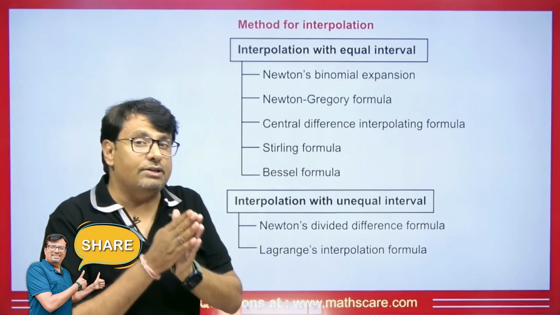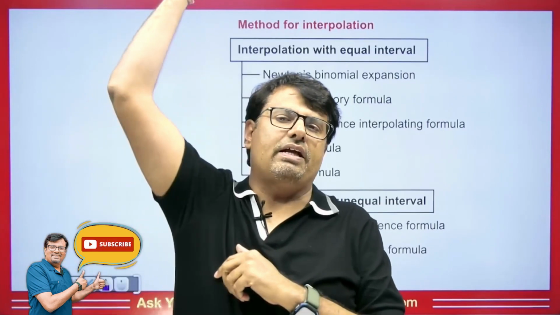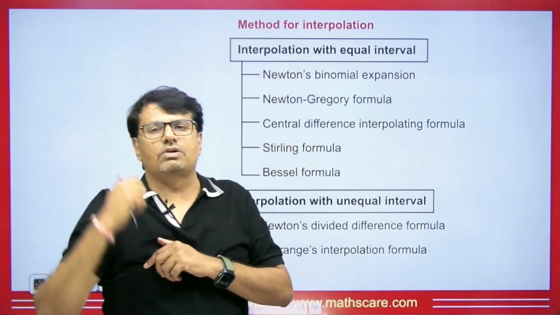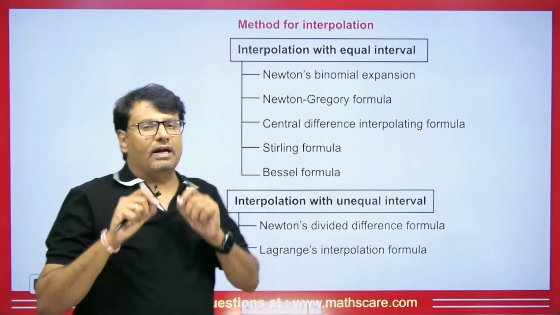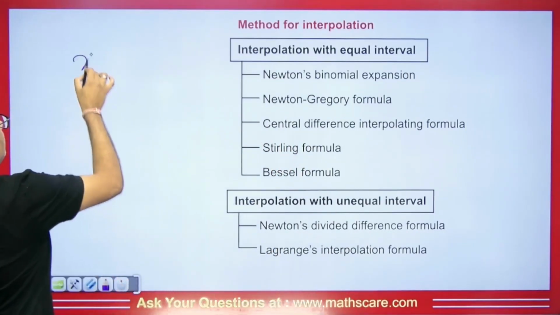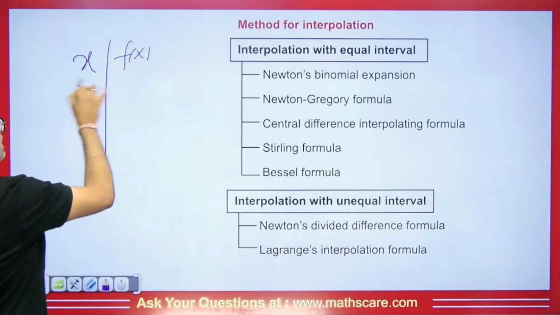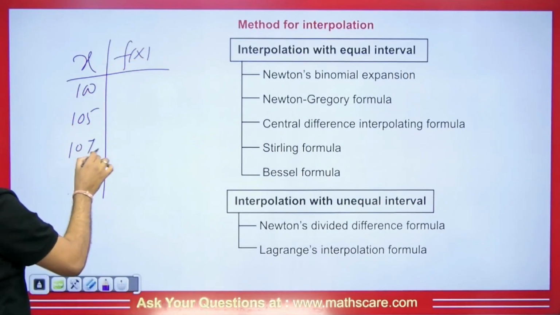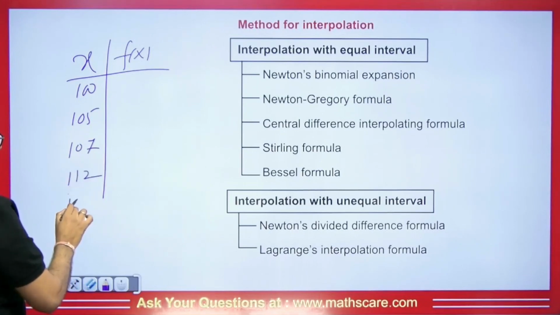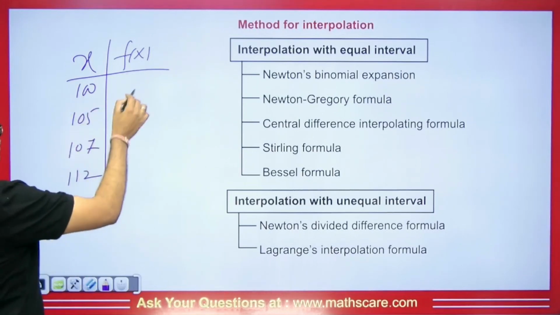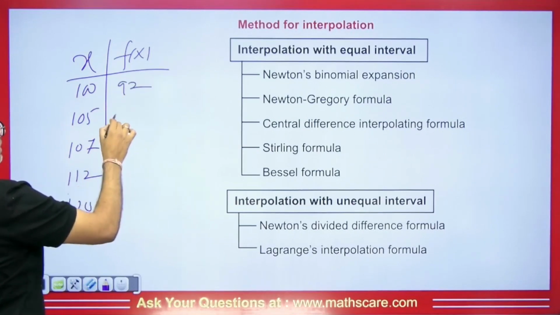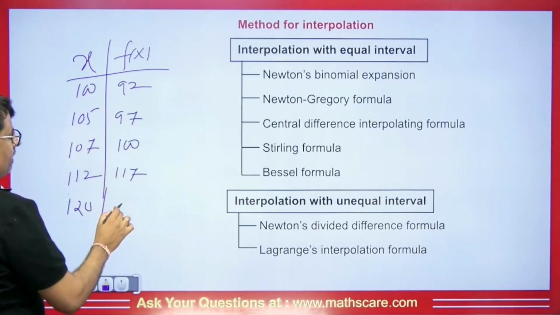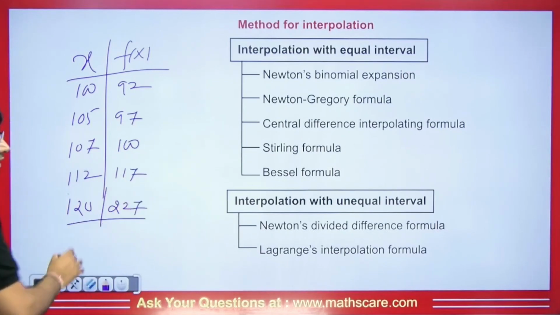Unequal interval, if by chance the intervals are unequal. As I just mentioned, 1971, 1981, 1991, 2001, 2011, that means a difference of 10, 10, right? But what if the x values come out unequal? Let's say you are given 100, 105, 107, 112 and 120, and suppose the corresponding values are given, let's say 92, 97, 100, 107, 117 and 227. Let's say you have this type of value, right?